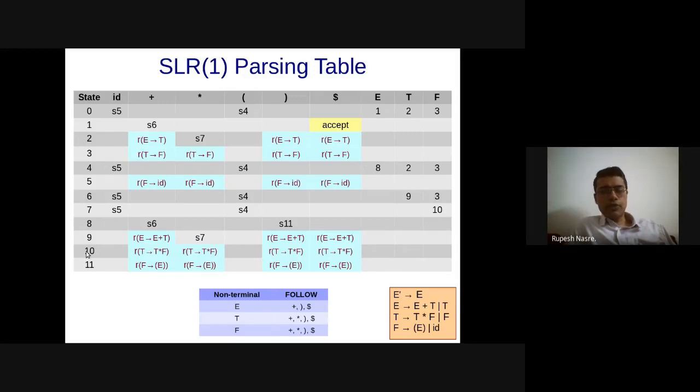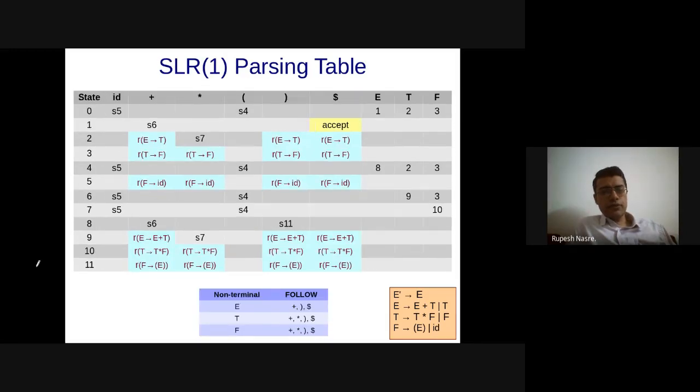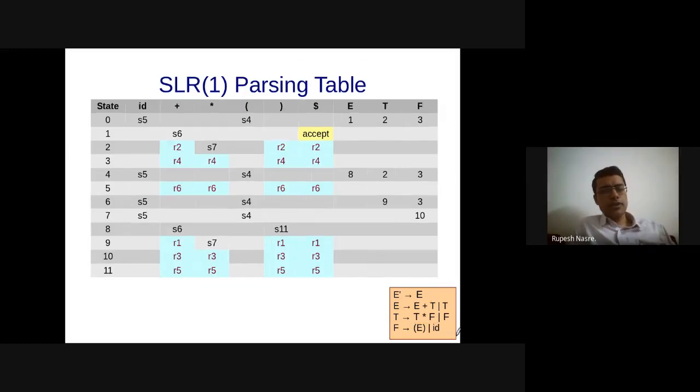Okay, so if there are no questions, we'll continue our discussion on this one. In general, instead of showing, for example on state 10, apply this reduction t deriving t star f, what usually gets done is that we can give numbers to these rules. For example, e deriving e plus t is 1, e deriving t is 2, and therefore t deriving t star f is 3, and so on. So you can write reduce with the third rule instead of the actual rule, but that is just a naming convention. So this becomes our parsing table.